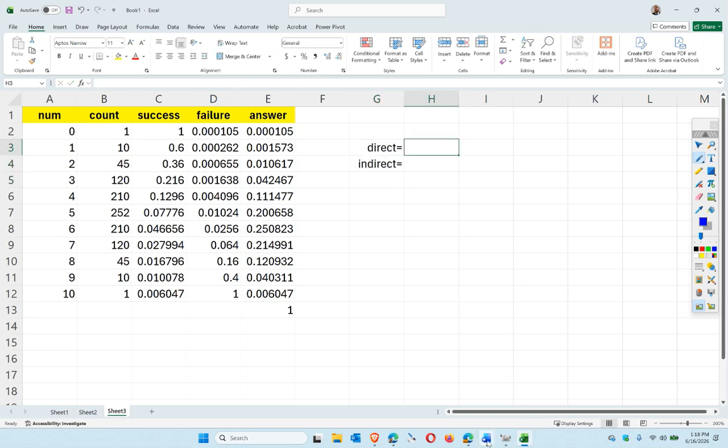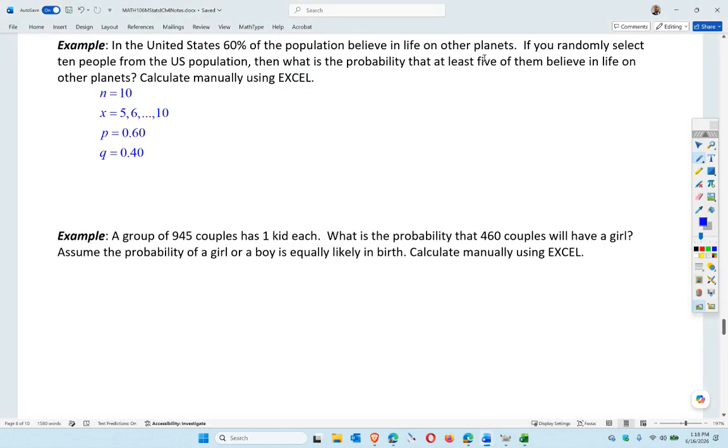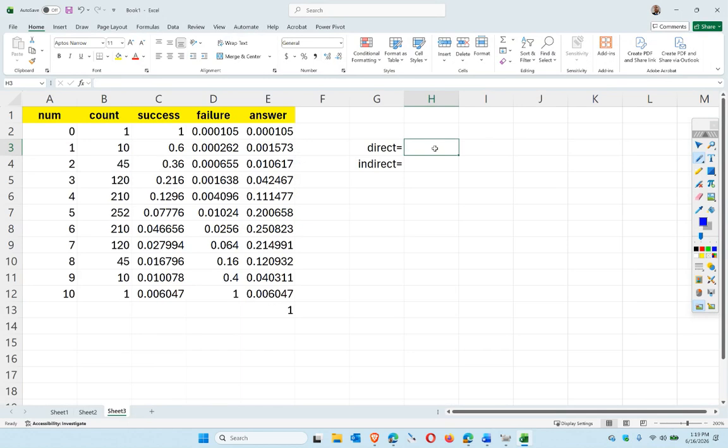All right, what does the question ask? The question asks at least 5, right? So that's 5 or more. So directly, that's 5 plus 6 plus 7 plus 8 plus 9 plus 10, correct? That's directly. So indirectly is 1 minus the other ones, which is 0 plus 1 plus 2 plus 3 plus 4, right? So either way, we're going to get about 83%, correct?